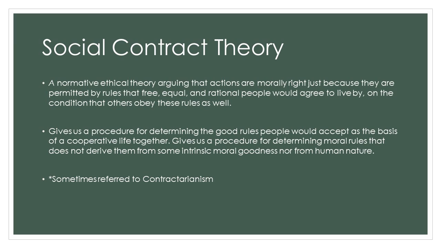Social contract theory is a normative ethical theory, arguing that actions are morally right just because they are permitted by rules that free, equal, and rational people would agree to live by, on the condition that others obey these rules as well. It gives us a procedure for determining the good rules people would accept as the basis of a cooperative life together. Social contract theory gives us a procedure for determining moral rules that does not derive these rules from some intrinsic moral goodness nor from human nature. It is sometimes referred to as contractarianism.